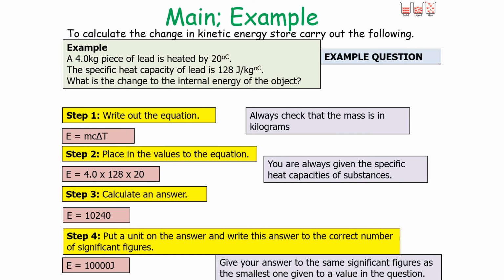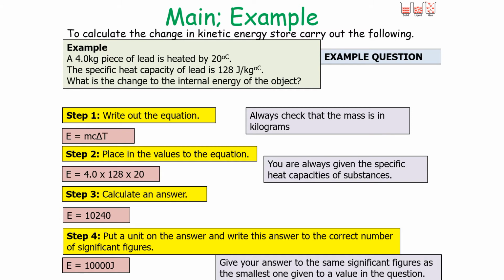So you could be asked to calculate the change in the internal energy store in this particular example. A 4 kilogram piece of lead is heated by 20 degrees. The specific heat capacity of lead is 128 joules per kilogram degrees Celsius. What is the change in the internal energy of the object? Well, we're changing the temperature, so we've got to use the equation E equals mc triangle T. And we're just going to check, obviously, that our mass is in kilograms before we place it into the equation.